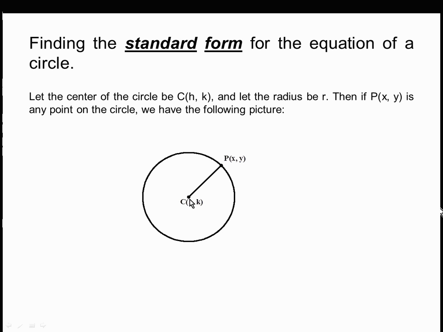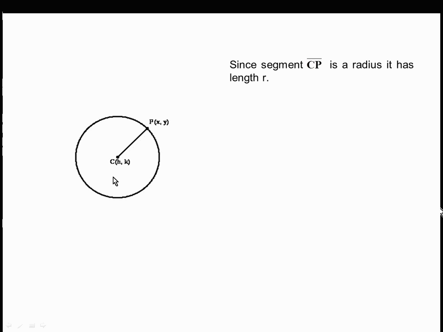Okay, so the center is here. This point P is allowed to move anywhere around on the circle. I want to know what equation x and y have to satisfy to stay on this circle. So the center (h, k) will somehow be given to you, just like the radius r will somehow be given to you. So same picture, only smaller.